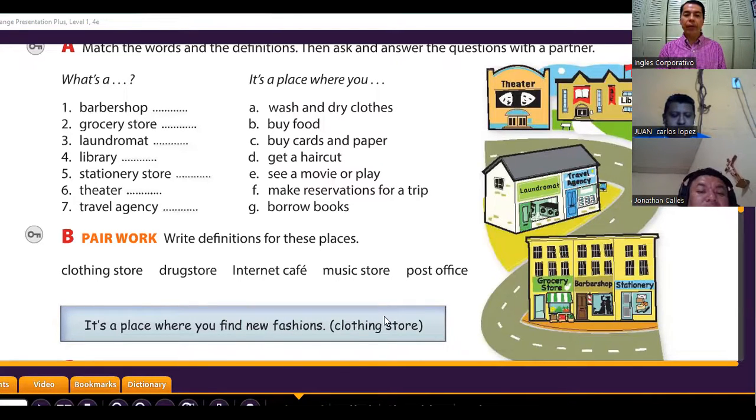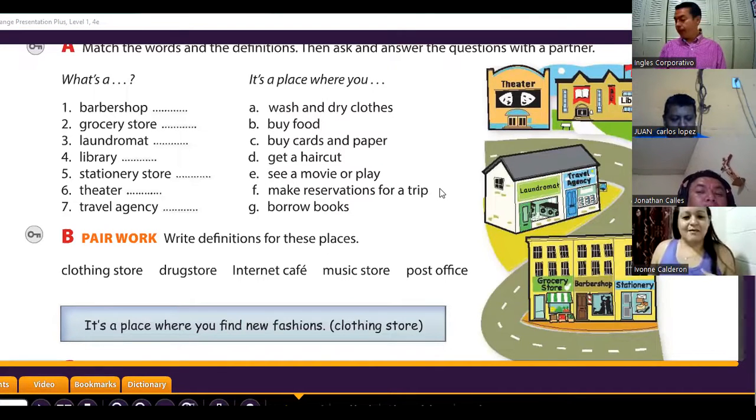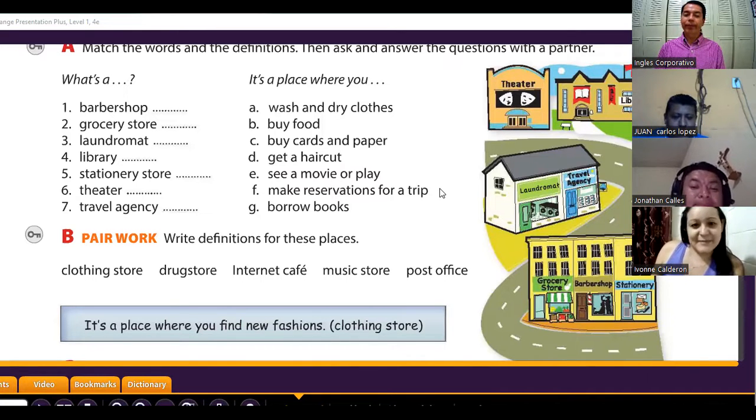Disculpe, teacher. Yes, tell me. Drugstore, me dijo. Drugstore, yes, please. What's a drugstore? I'm sorry, teacher, ¿qué es drugstore? Ah, es farmacia. Farmacia, yes. Droguería. Okay. It's a place where you buy medicine. Excellent. Now, Yvonne, make this question to Deborah, please.